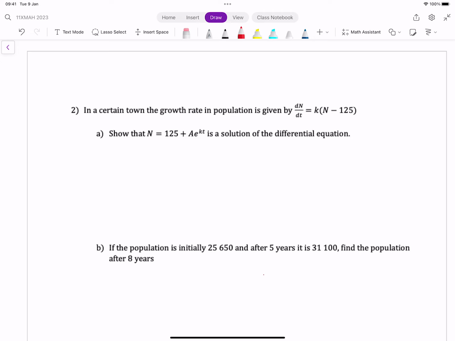So at the moment, all we can do to show these solutions is by differentiating. So dN/dt is equal to kAe^(kt). But if we rearrange the equation for Ae^(kt), we're going to get N − 125. So we replace that with N − 125, and we get our answer done.